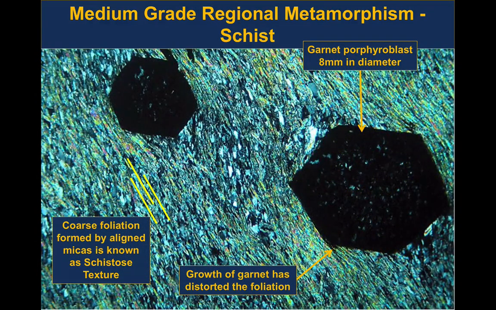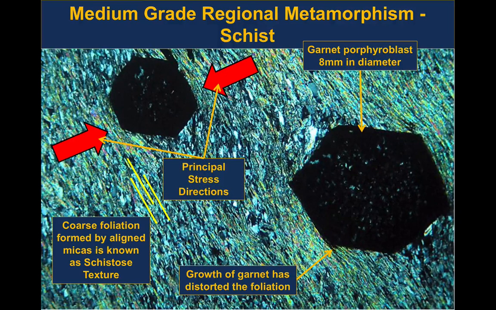This creates a very, very distinctive texture in a thin section. You can see we've got beautiful euhedral porphyroblasts of garnet here, and you can see very clearly the foliation within the mica. You can see also how that mica has been distorted by the growth of the porphyroblast within the rock. Remember, this all happens during solid state recrystallization. And again, this schistose texture forms at right angles to the principal stress.